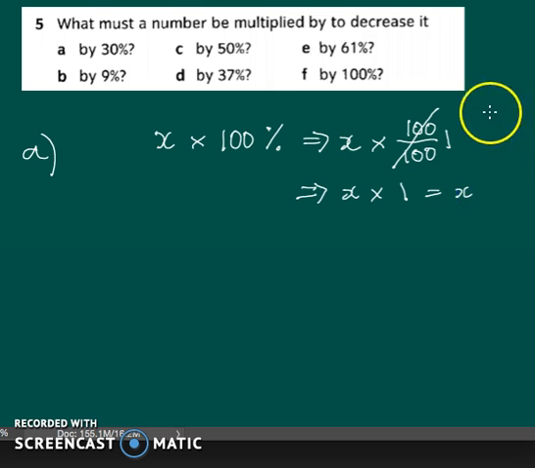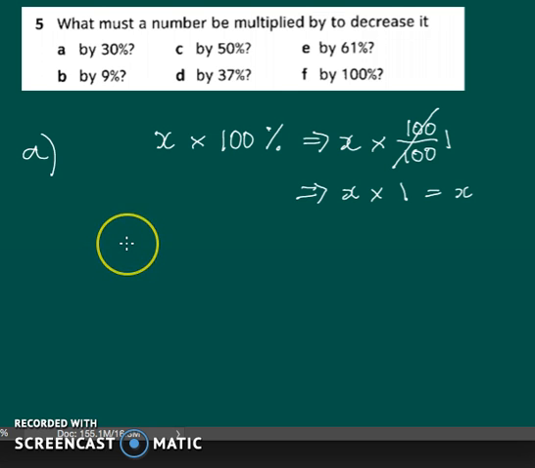In other words, if we want to increase or decrease a number by percentage, we have to multiply it by something other than 100% or other than 100 over 100. It'll have to be either less or more. So with that in mind, let's look at part A.